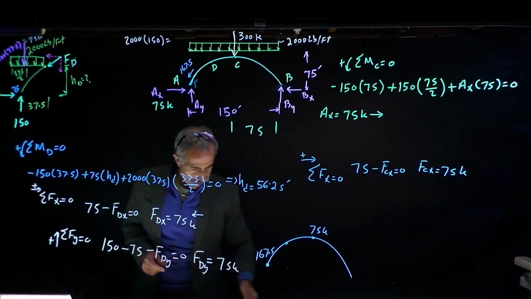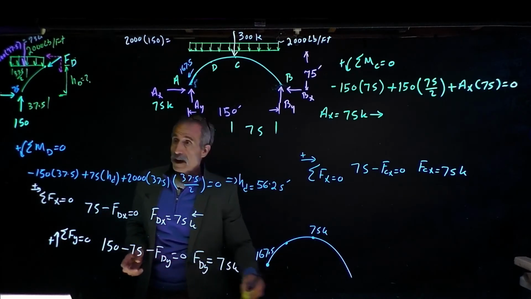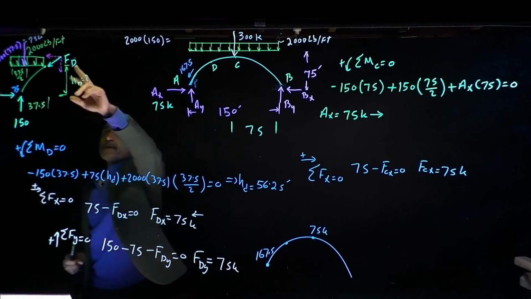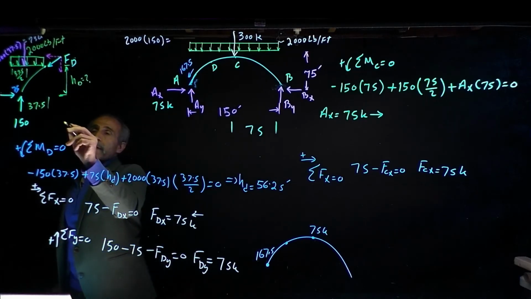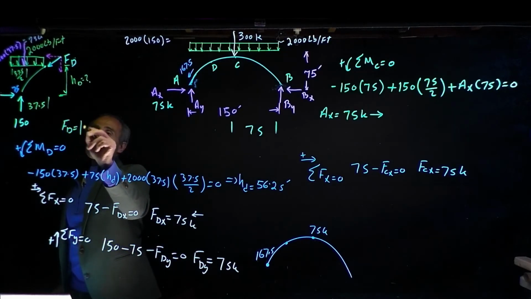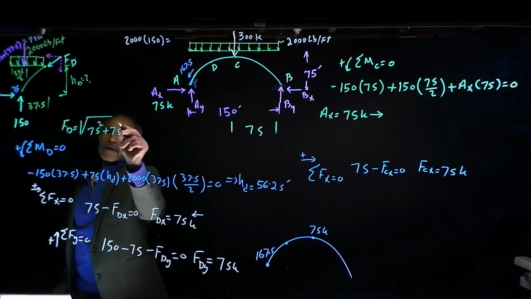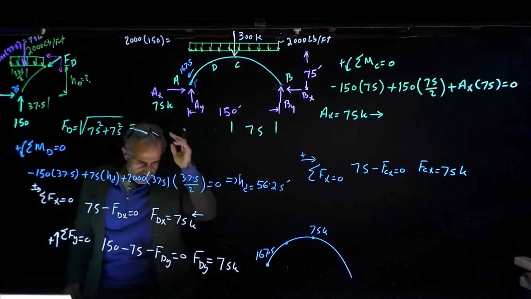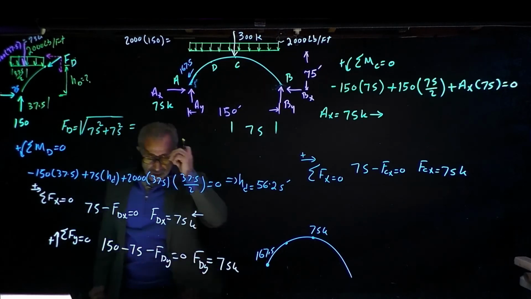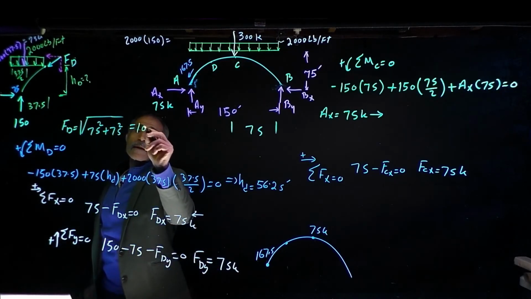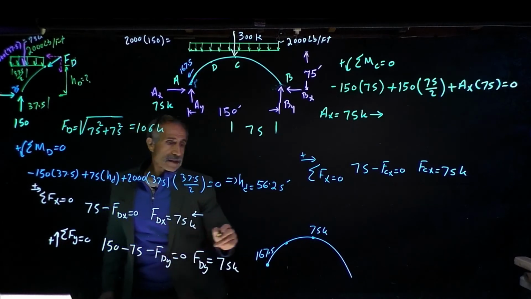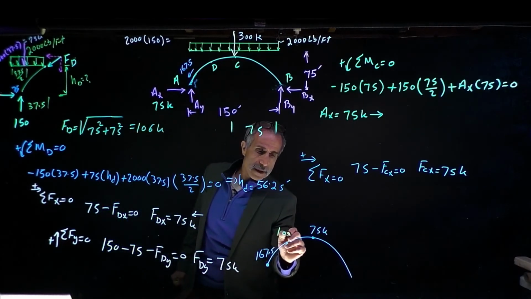Now that I have that, I can go ahead and say, fine. My F of D is going to come out to the square root of 75 squared plus 75 squared, which is 106 kip. So now I say, okay, the force here is 106 kip.